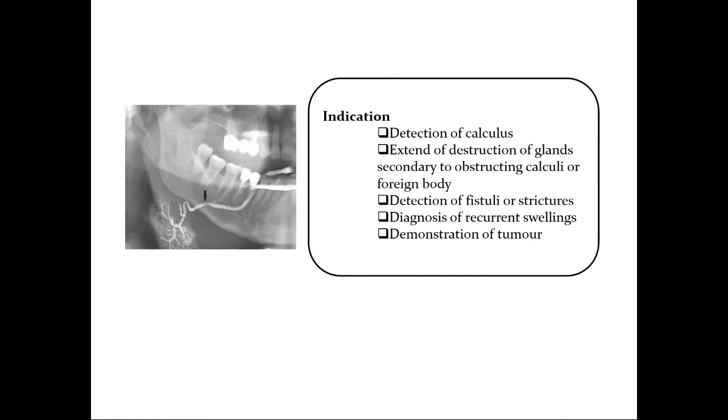The indications for sialography are that it detects the calculus. It helps to detect the extension of the destructed glands secondary to the obstructed calculi or any foreign bodies in place. It also helps to detect the fistulae or strictures, and also it helps to demonstrate the tumors as well as it diagnoses the recurrent swellings.